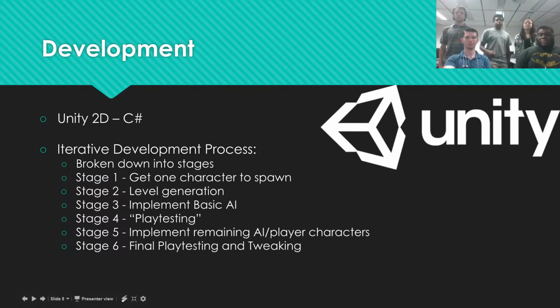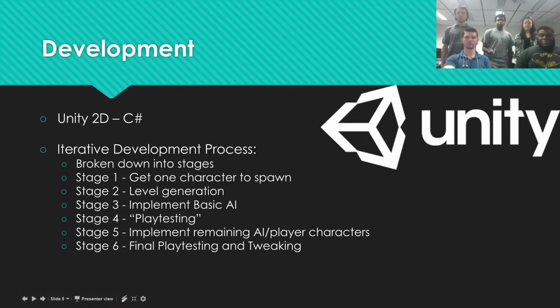And for our process, we broke it down into a couple of weekly objectives. So each stage handled a different thing. We started off with just a character, handling their movement, their gameplay, and all that. Then we started generating a level and AI, and started testing and building off of that.